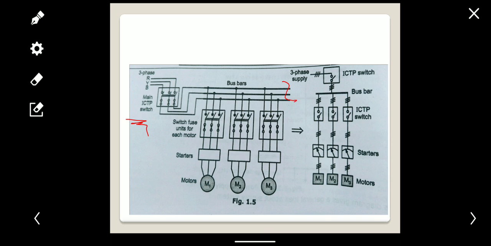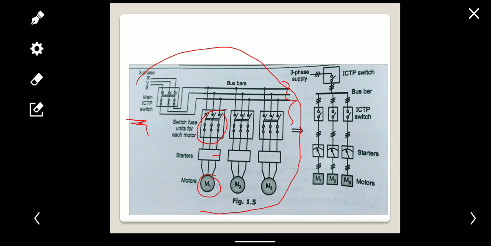The bus bar is made up of copper or aluminium, and then the bus bar is connected to the particular motor with the help of the switch fuse unit of each motor. So this is the fuse and switch unit which is connected to the starter, and the starter is connected to the motor. Similarly, a number of motors are connected in parallel likewise. So this is our wiring diagram.